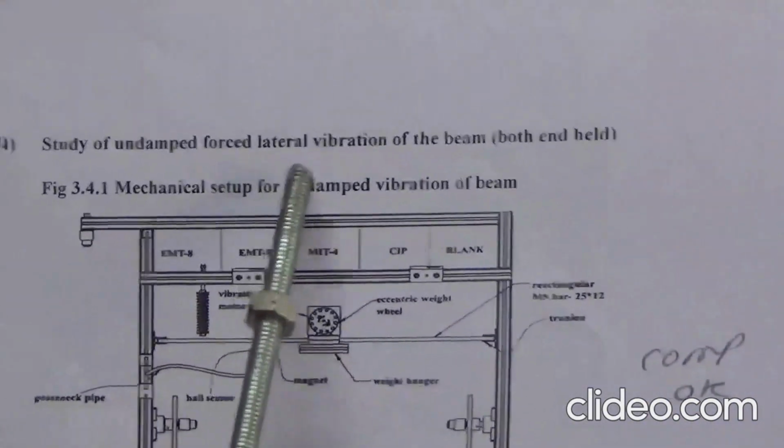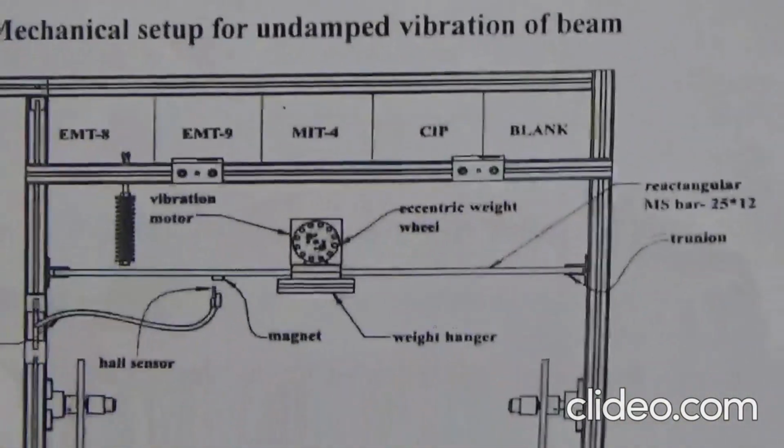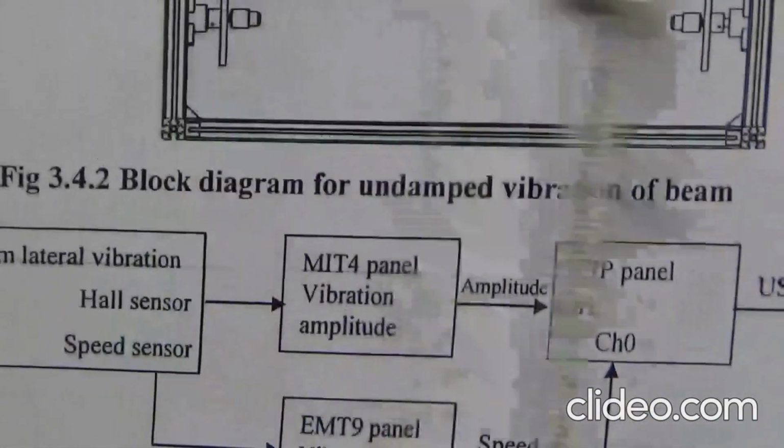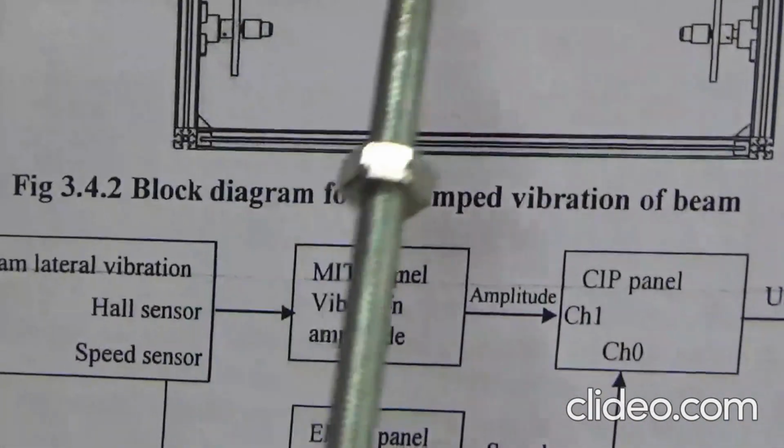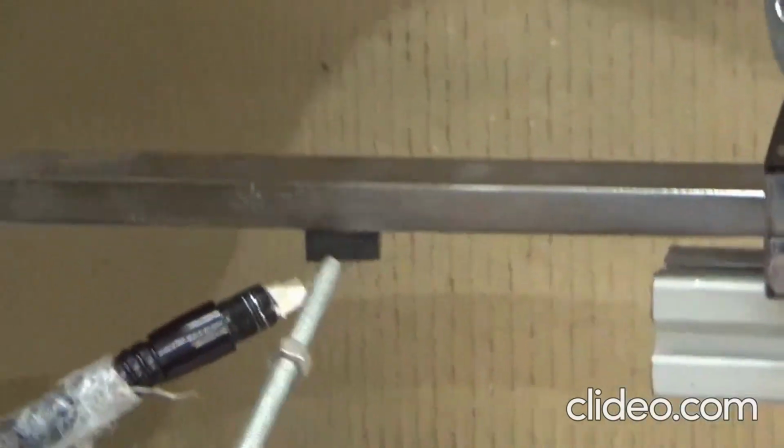And finally, we have this experiment, study of undamped forced lateral vibration of the beam, both end held. This is the diagram, and we have all the electronic panels on the top, and this is the 12 volt DC motor. And here we have a Hall sensor. This is the Hall sensor part, and here there is a magnet. See, this is the magnet part, the Hall sensor, and this one is called a rectangular MS bar 25 into 12.